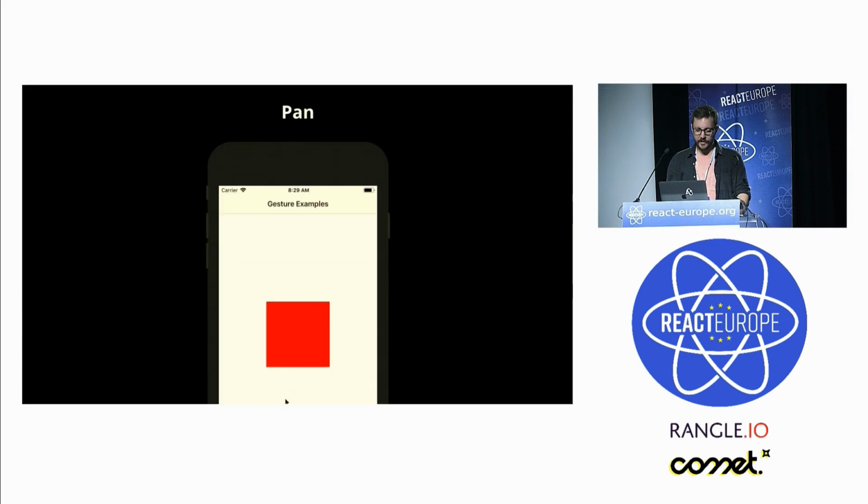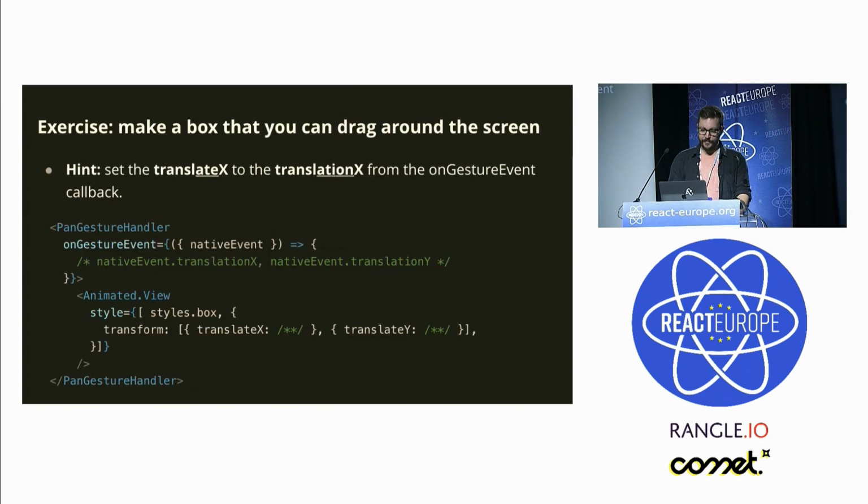So let's go back here, and let's build this. I want to build something like that. As I mentioned, we are most interested here in the translation X and translation Y. I underlined this because the transform property is called translate X and translate Y, but the property on the event is called translation X and translation Y. I'm not actually sure what the reason is for that discrepancy, but either way, it's worth noting.